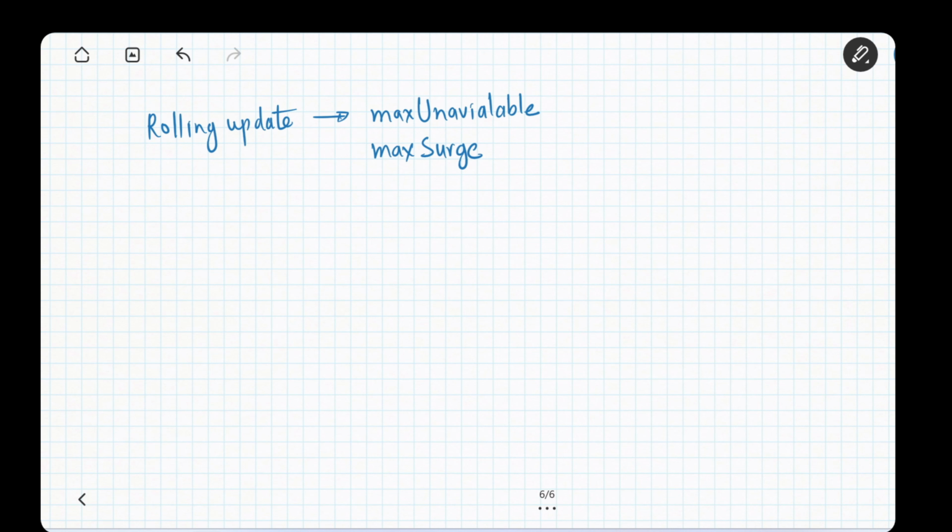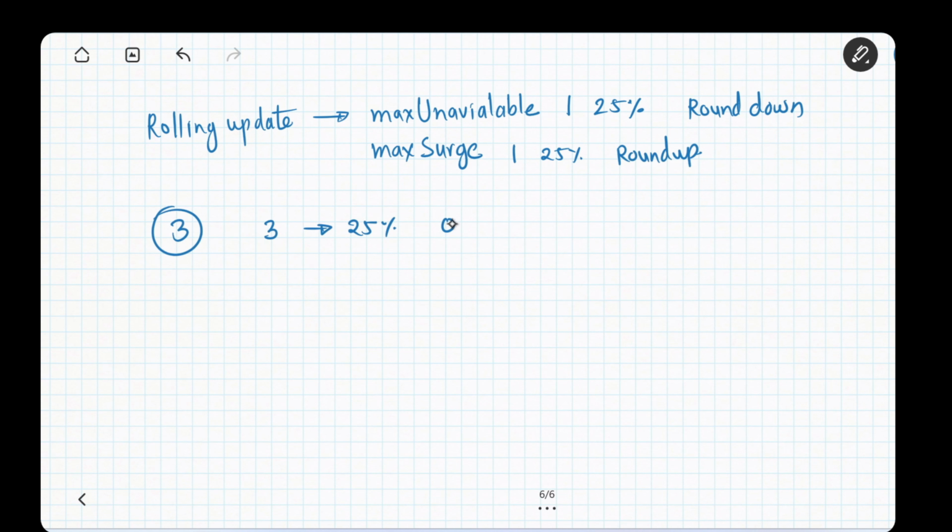Max surge and max unavailable both have a default value of 25%. Here one is rounded down and the other is rounded up. Suppose there are three pods, so 25% of three pods is 0.75. So zero pods should be unavailable. It is with respect to the replicas.